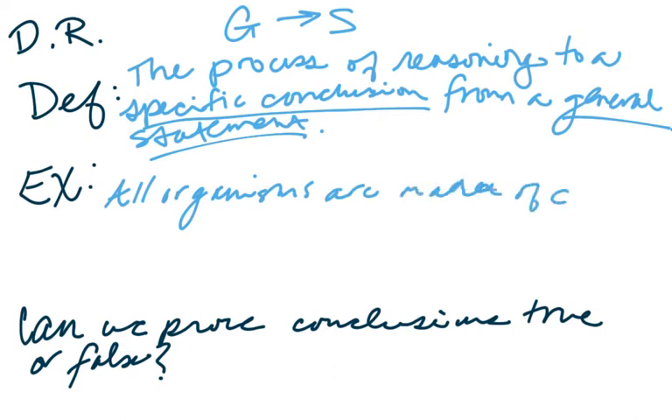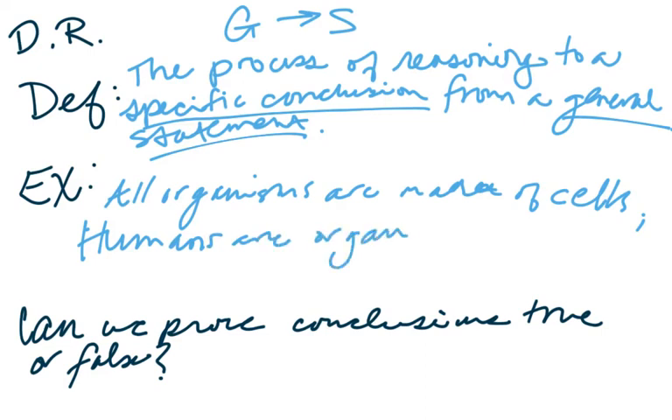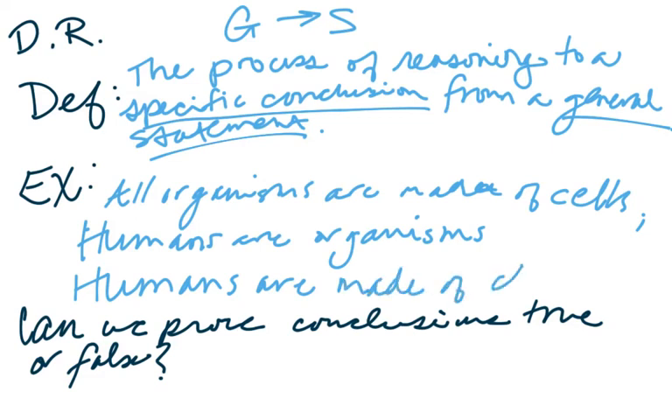Made of cells. Humans are organisms. Therefore, humans are made of cells. Okay.